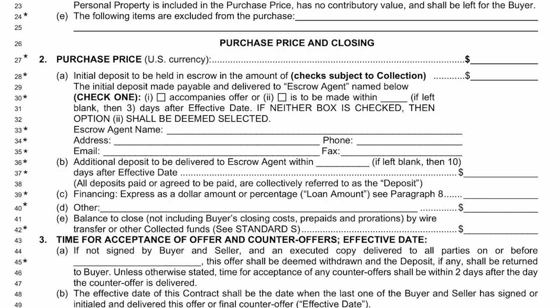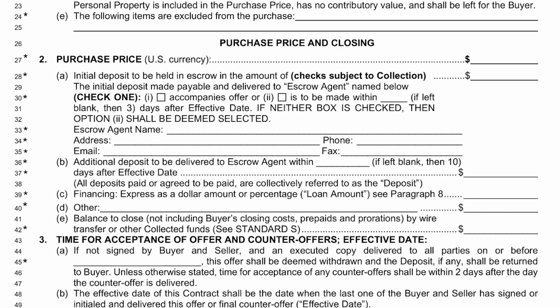Line 36, additional deposit to be delivered. This is optional. You do not have to put something in here. In fact, it's usually not used. The reason that it could be used is, let's just say your buyer wanted to put 10% down as an escrow deposit, but they wanted to do 5% up front and then 5% after the inspection. This is where you would put that additional 5%.